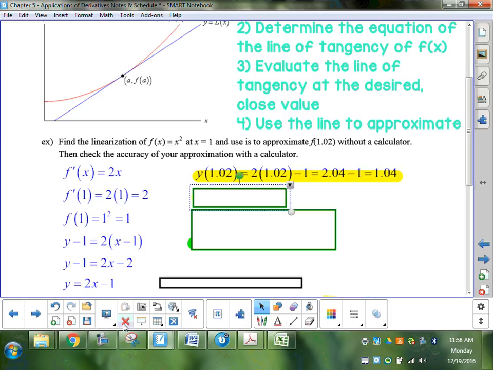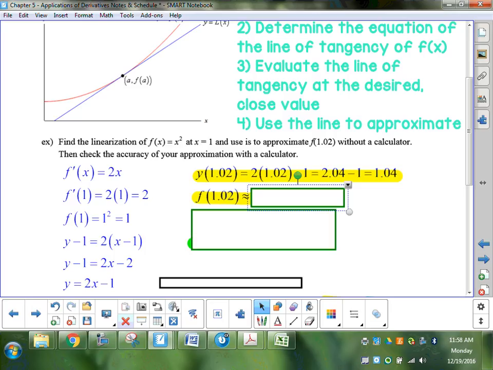So now, we could go through and reasonably conclude, what does the function approximately equal? Hands up, please, if you can tell me. What does this function approximately equal at 1.02?